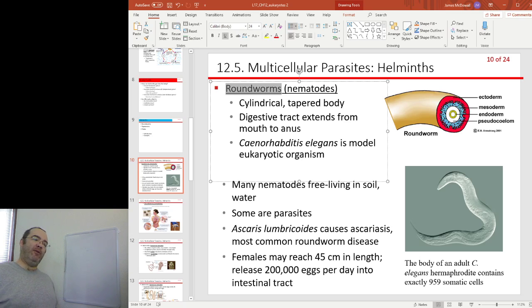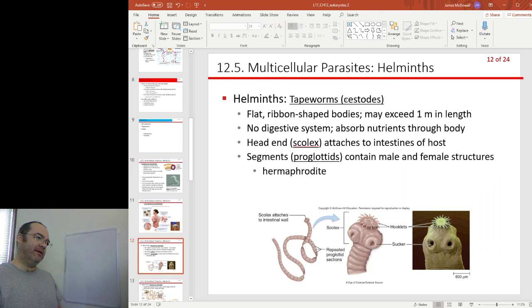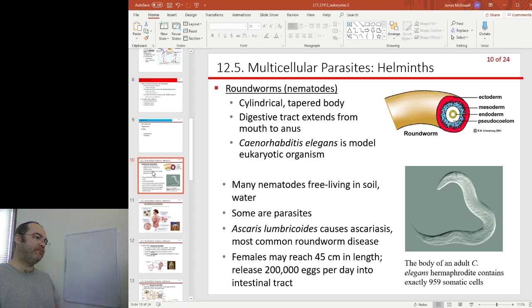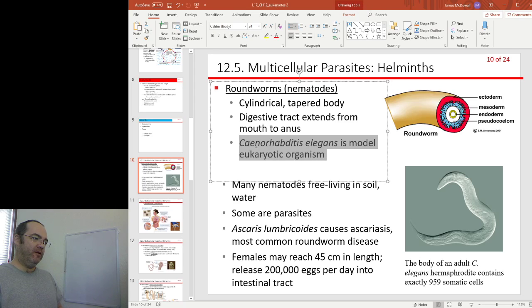Now you may think that's kind of typical, but it's actually not. There are many animals that don't have a complete digestive tract. In fact, when we look at tapeworms, we will see that they don't have that.